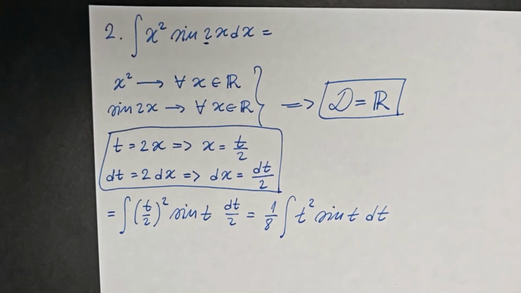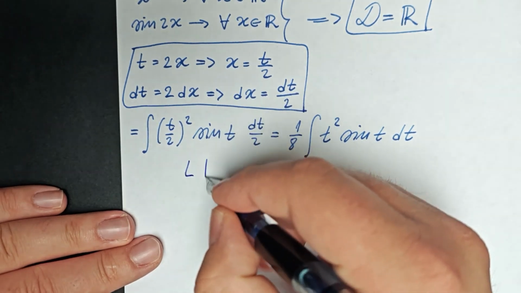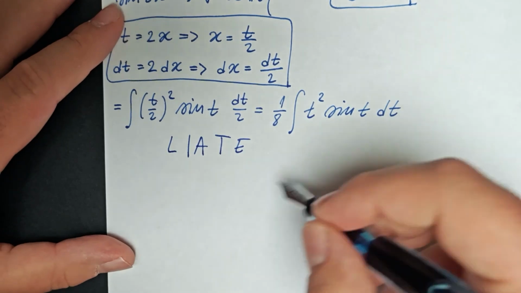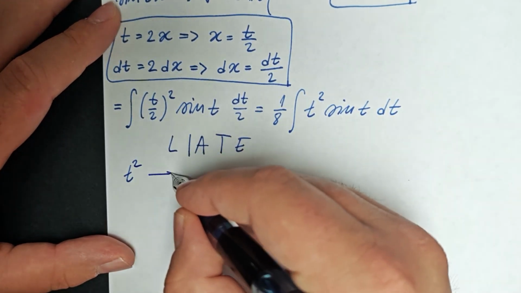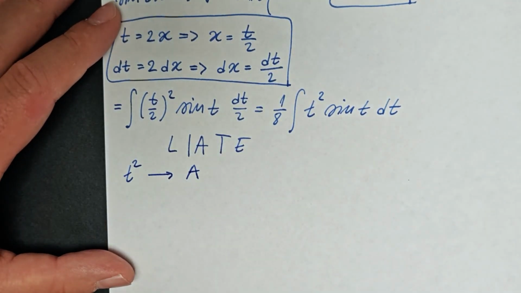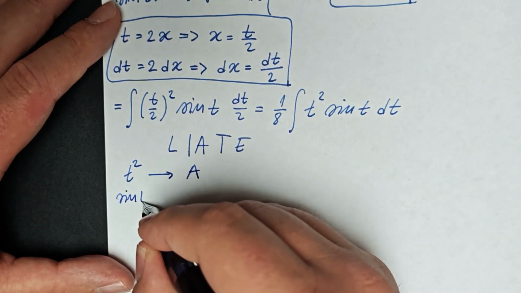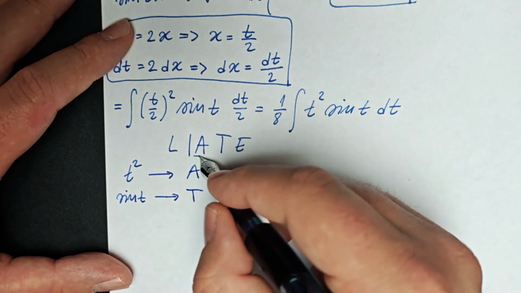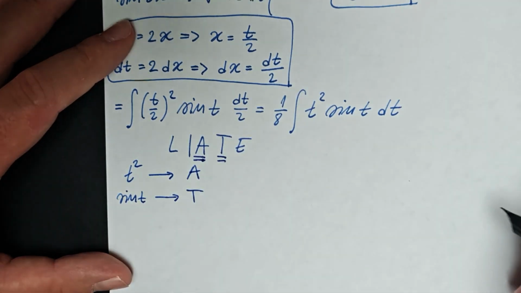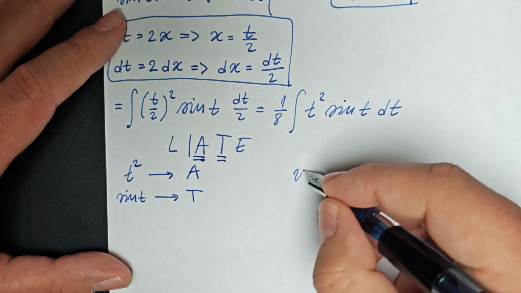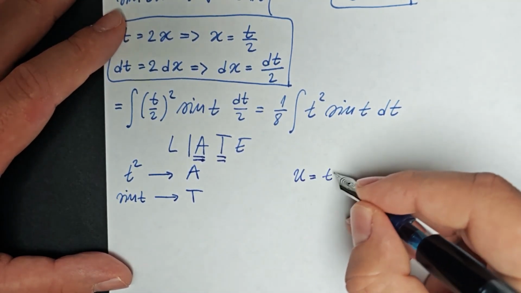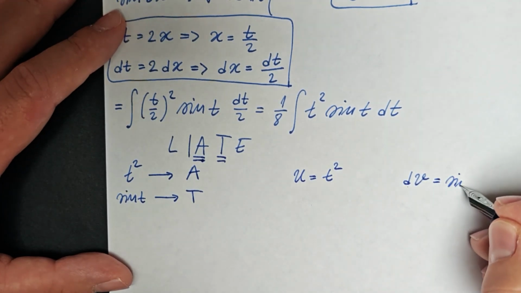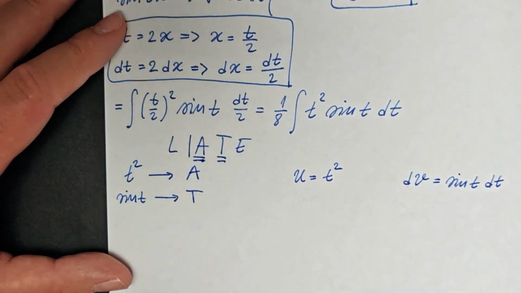Now we can use our LIATE trick again. We have in our integral which we are solving t squared, and that is algebraic. We have sine of t, and that is trigonometrical. In our acronym, letter A comes before letter T. So for our u, we are going to pick t squared, and for our dv, we are going to pick everything else that remains in the integral.